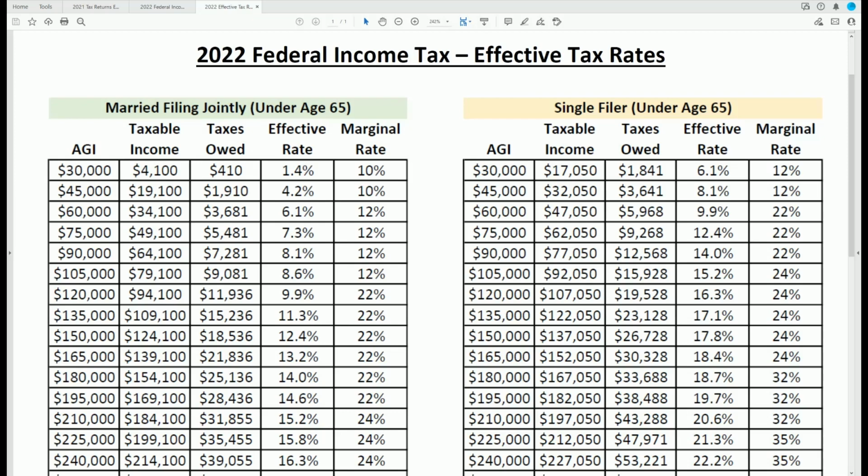Here is another useful chart I use to look at the difference between effective and marginal tax rates based on AGI and the standard deductions for the single filer and a married couple filing jointly under age 65. For example, a couple married filing jointly have AGI of $105,000, taking out the standard deduction of $25,900, it comes down to a taxable income of $79,100. Taxes owed on that using the basic calculation is about $9,000. So they're in the marginal bracket of 12%, but their effective tax rate is closer to 8.5%.